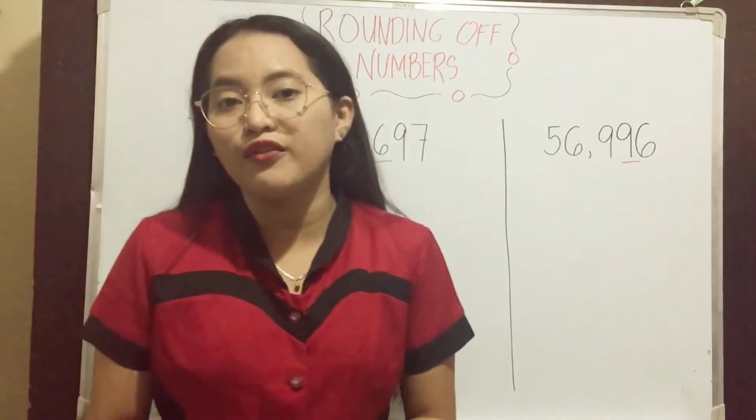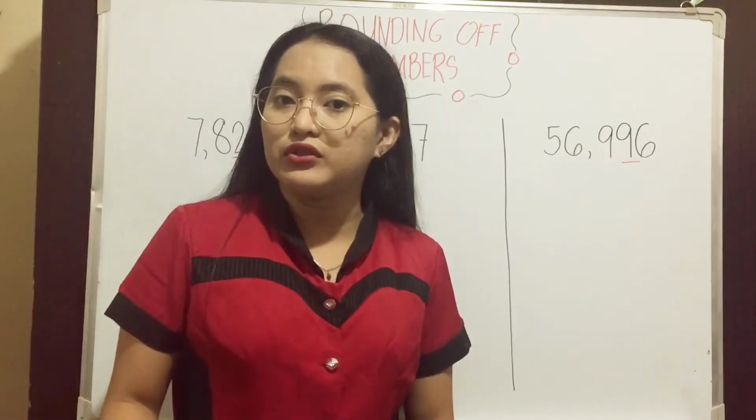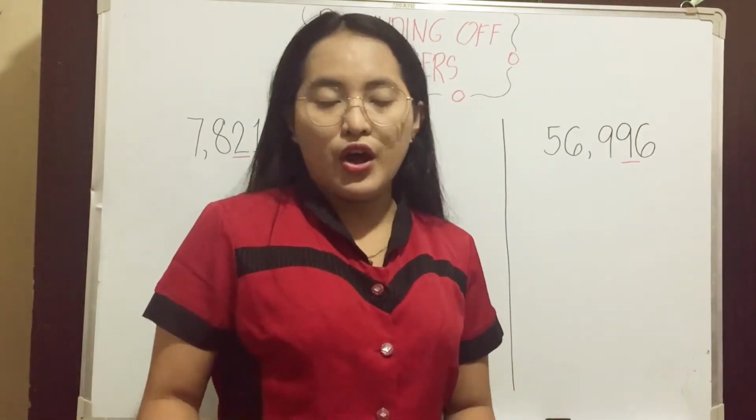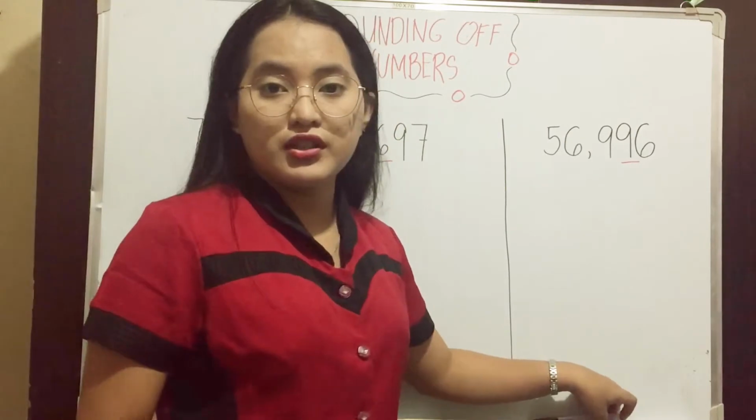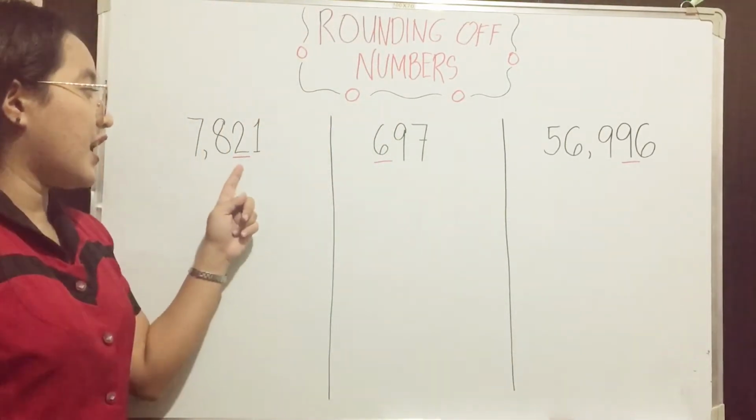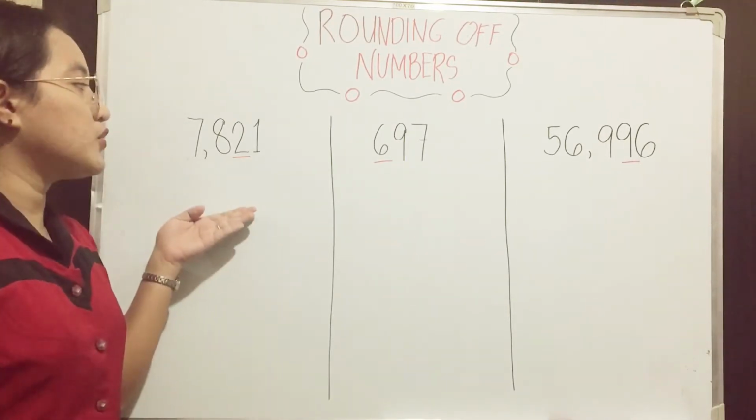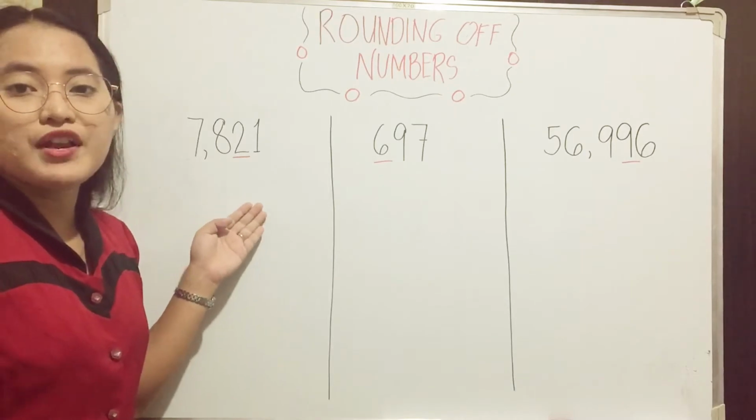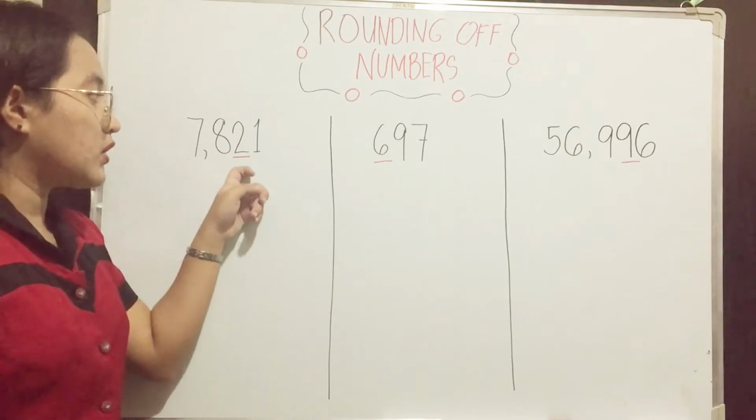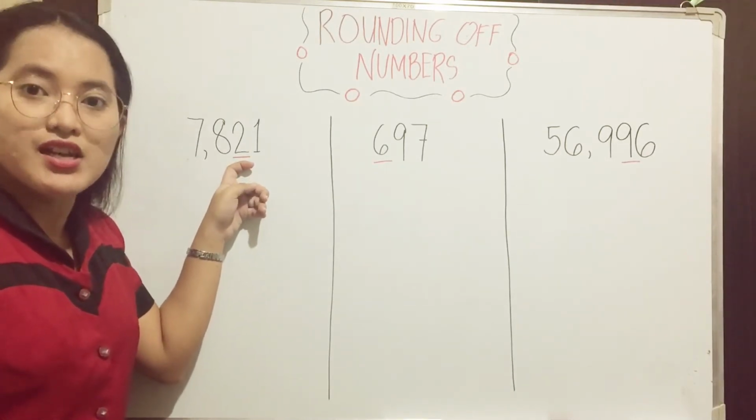For rounding off numbers, we have to remember the rules in rounding numbers. Here are the things that we have to remember. Let's go with the first example, 7,821. According to the example, you have to round off the given number to its nearest tens, because 2 is under the place value of tens.